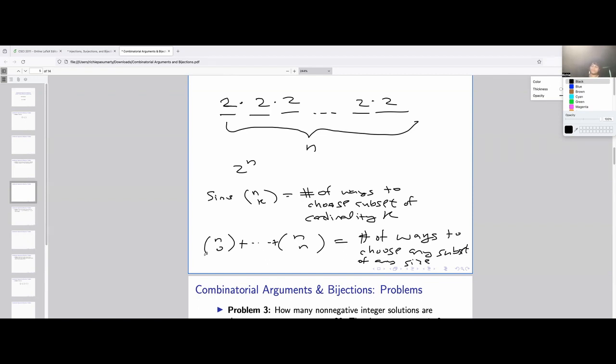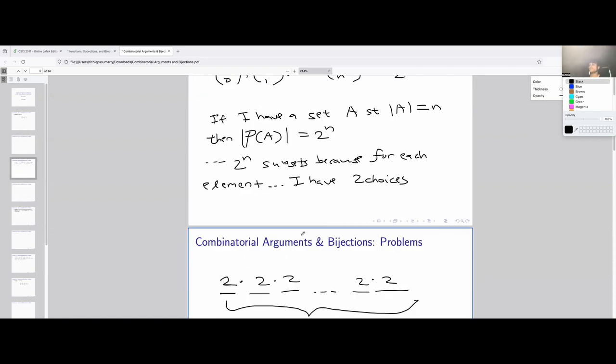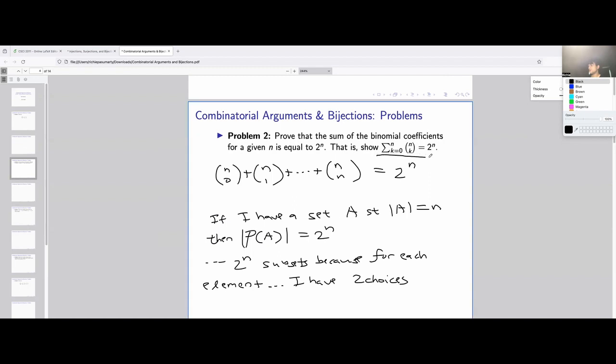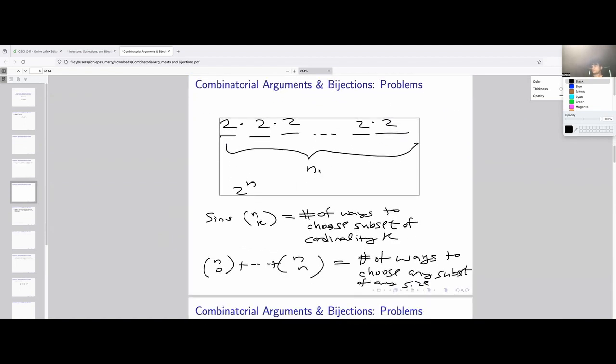Okay, so based on this, since I'm solving the same problem in two different ways, this sum right here does have to equal 2 to the power of n. All right, let's go on to the next question.